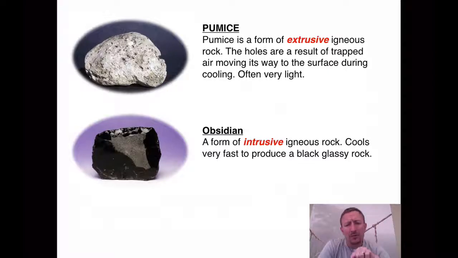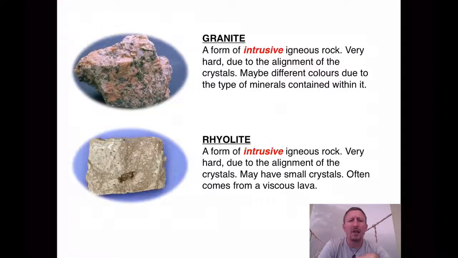Now two examples of intrusive rock are granite and rhyolite. Granite is formed, as we said, either in a dike or a sill, doesn't matter which. You will get very defined crystals in the granite because it cools incredibly slowly. Again, the different colors that you see within are due to the types of minerals which make up that granite rock. Same with the rhyolite below. As it says at the bottom there, it comes from more viscous lava.